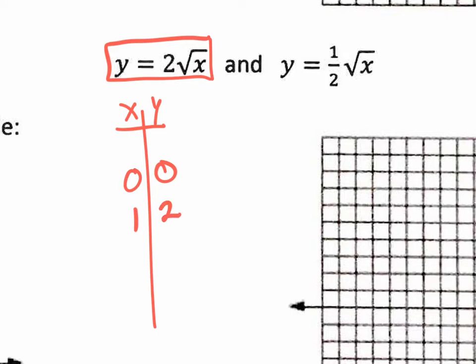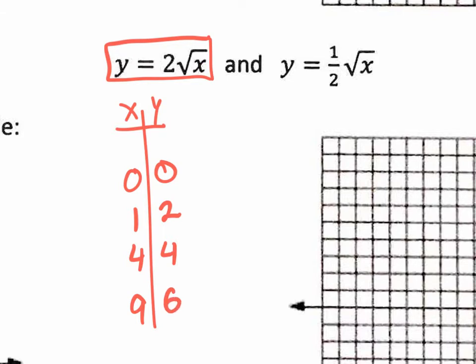Let's plug in another nice number that we could do the square root of. What would that be? 4. What's the square root of 4? And 2 times that a value of 2. What's 2 times 2? 4. Okay. How about plugging the next nice perfect square number? What would that be? 9. Okay. And when I do the square root of 9, what do I get? 3 times 2? 6.